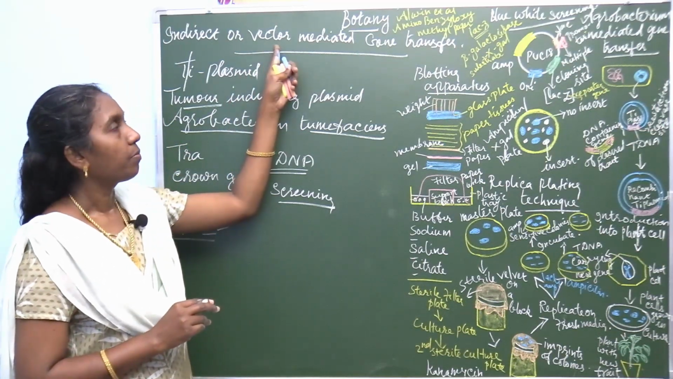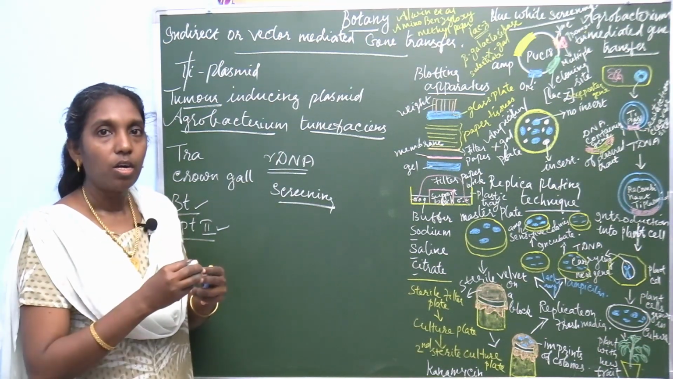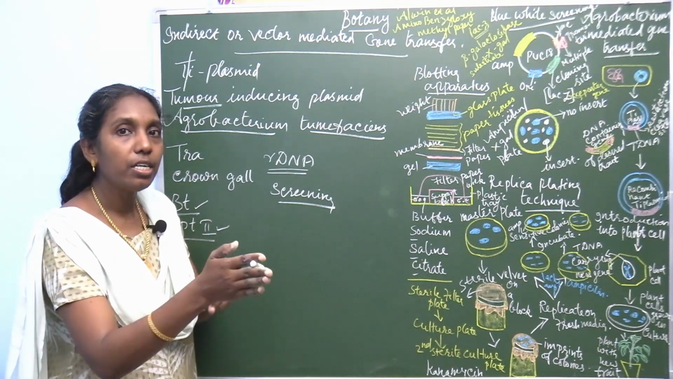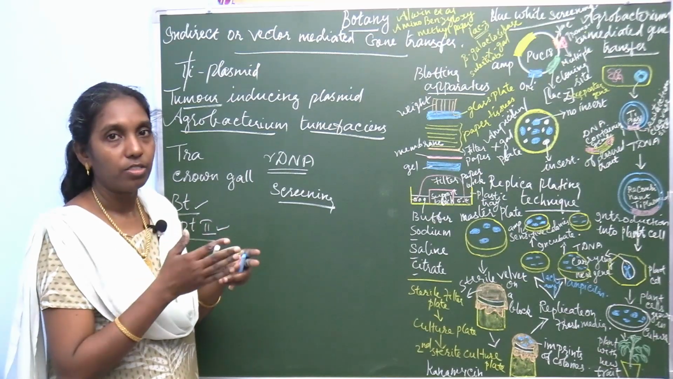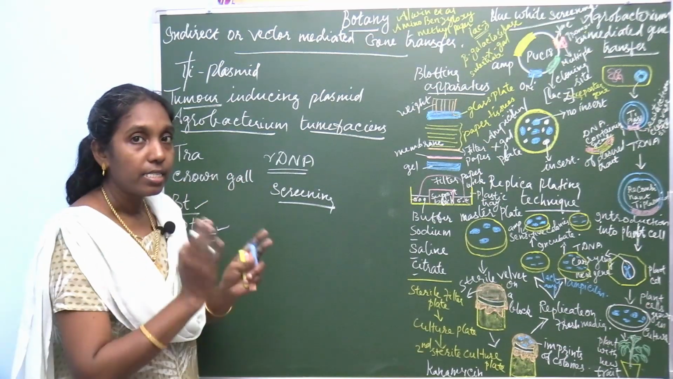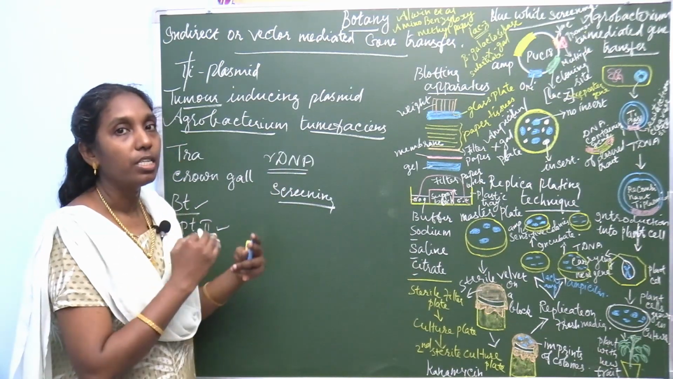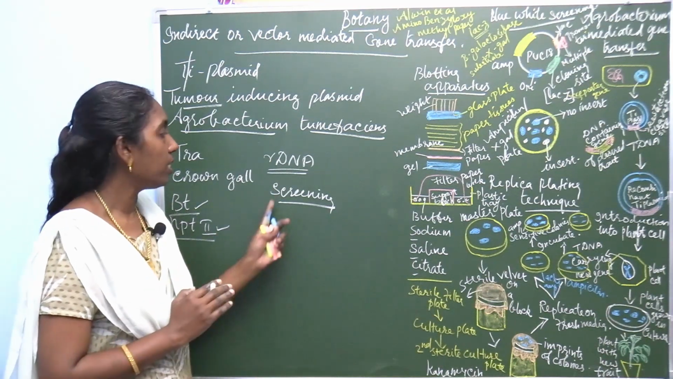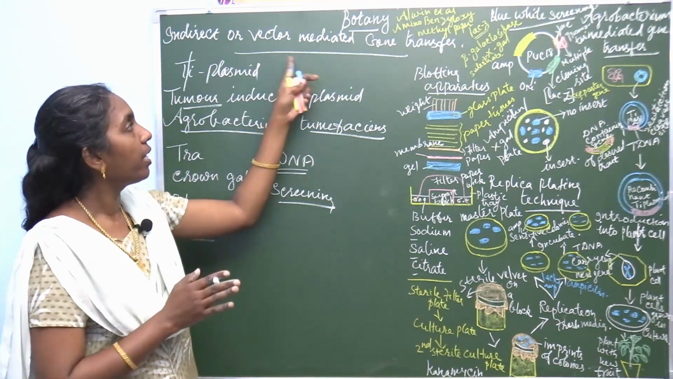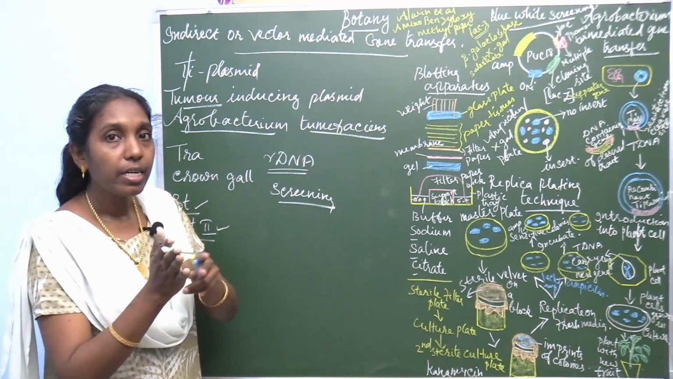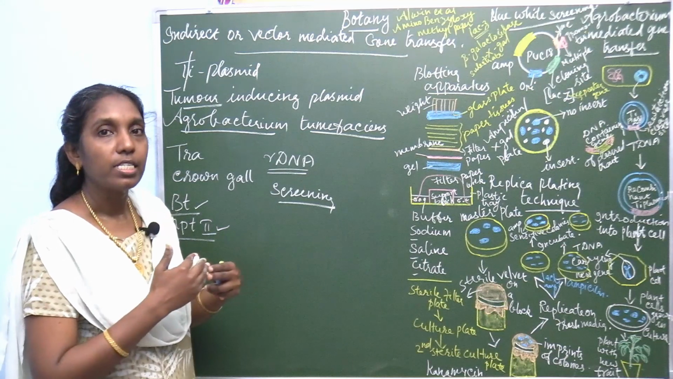Now, these plasmid vectors carrying the rDNA can be introduced into the plant cell. Here we are learning about plant gene transfer. So it is essential to identify whether this rDNA is accepted within the host or not. The process is called screening. So here, one example you studied: vector mediated gene transfer. In plants, to transfer the gene, the Ti plasmid is very useful.